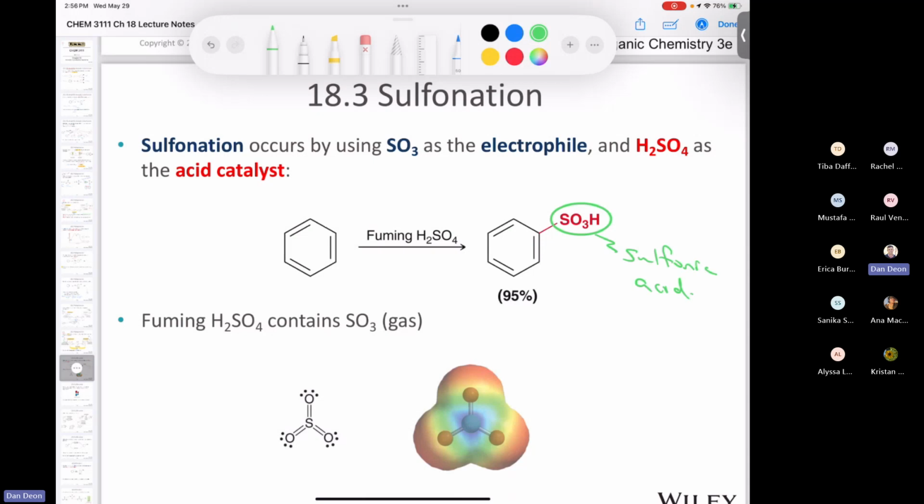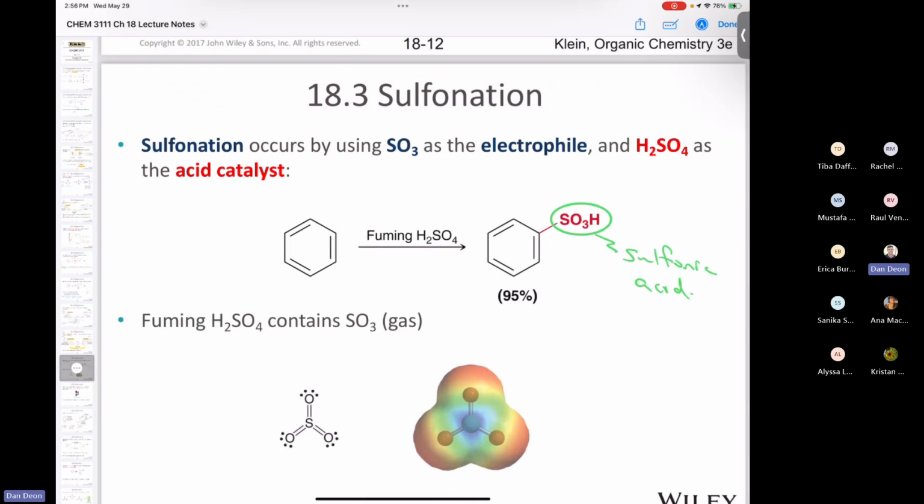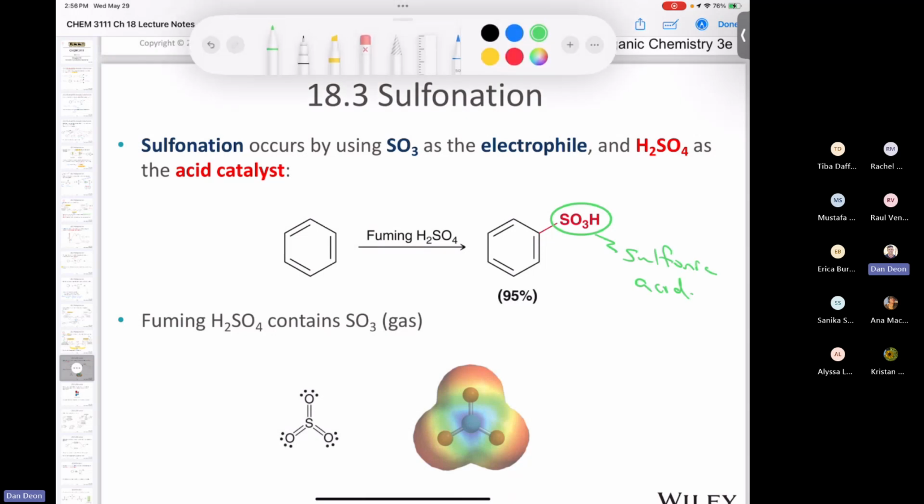Now, if you're saying, I know what sulfuric acid is, but what's fuming sulfuric acid? Fuming sulfuric acid is actually sulfuric acid that has sulfur trioxide gas in it. So this is SO3. This is sulfur trioxide, just a little bit of covalent compound nomenclature for you there.